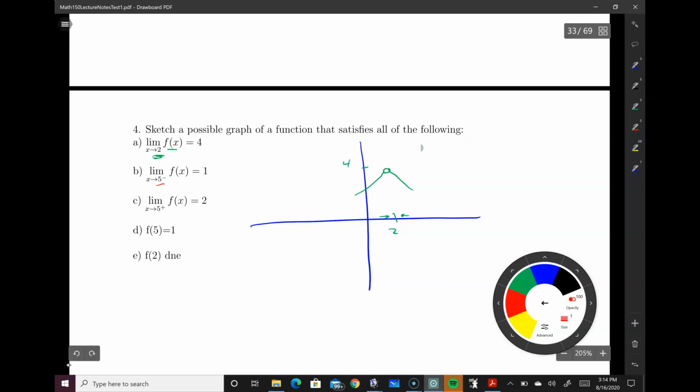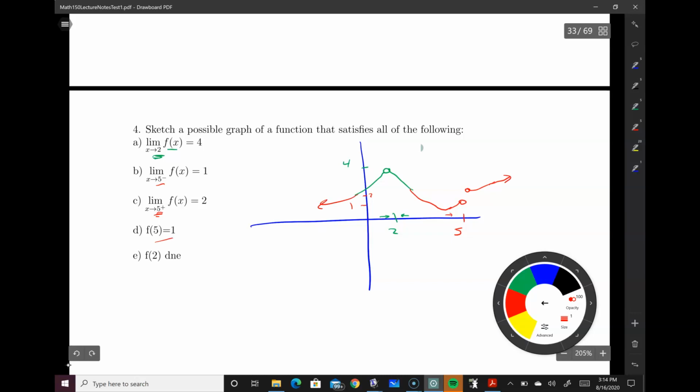All right, so this is talking about the number 5. So I'm going to put the number 5 over here. I'm going towards 5 from the negative side. I'm going to the y value of 1. So I'm just going to have it go towards 1. If I'm going towards 5 from the positive side, I'm going towards the y value of 2. I'm going to have it look like that. And I'll just join my graph together and show that that one goes off and that one goes off.